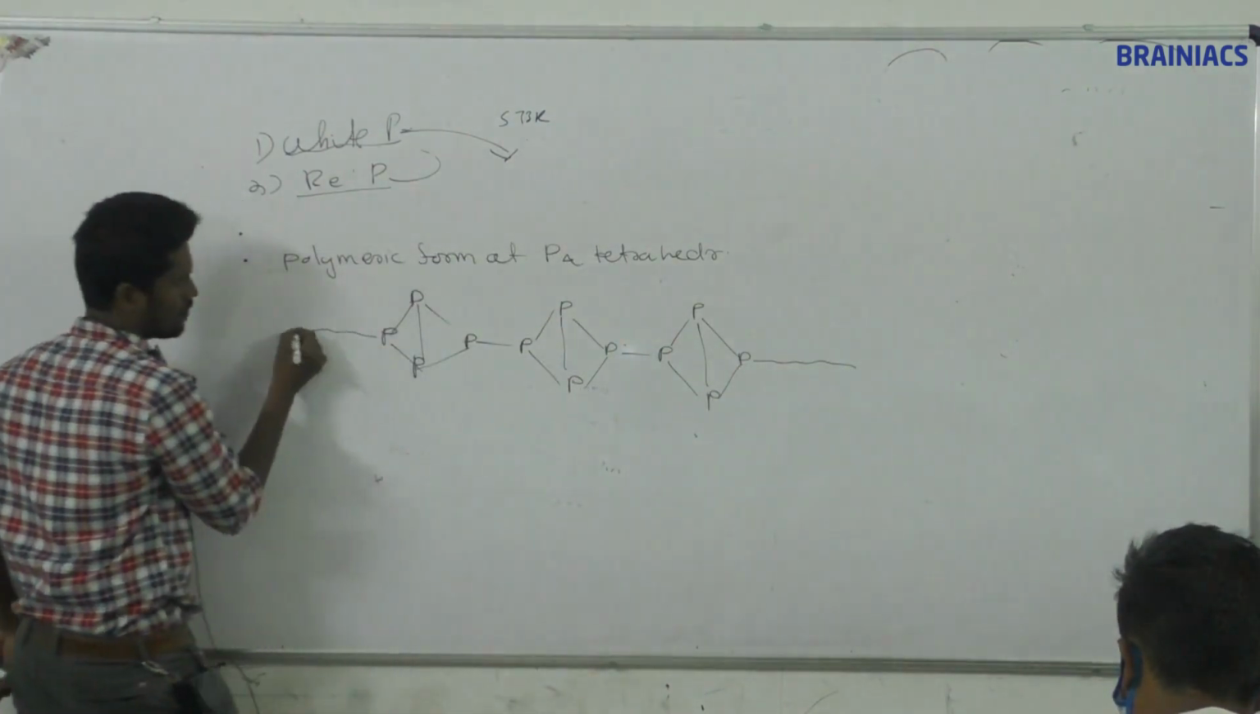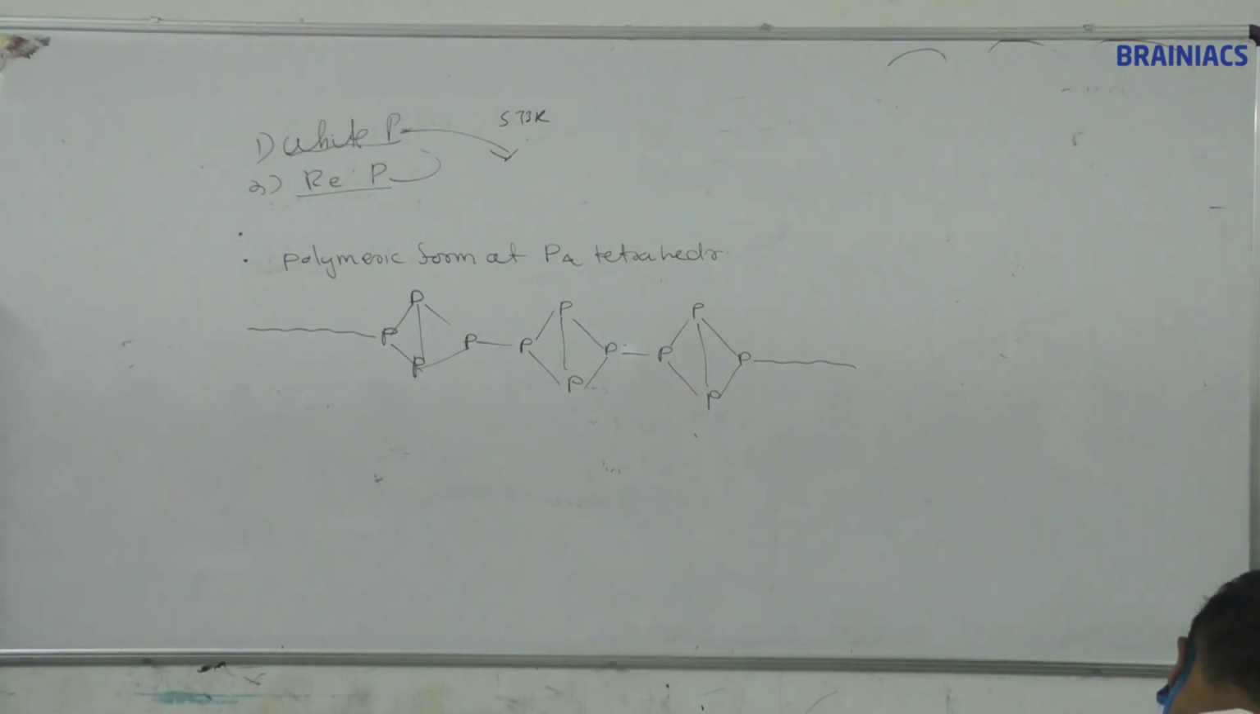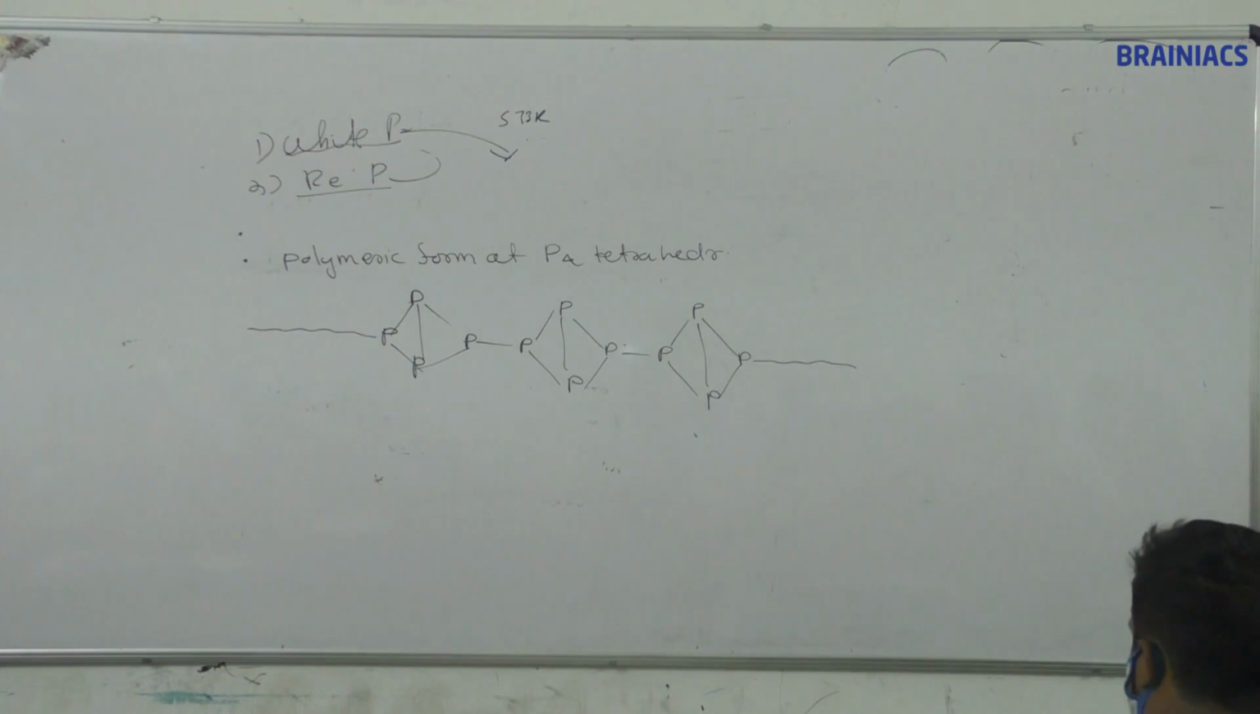Polymer of P4 tetrahedral, right? Then reactivity is lower than what? White. Higher than what? Black. Polymeric form of P4 tetrahedra. Okay, so it is non-polar and polymer.